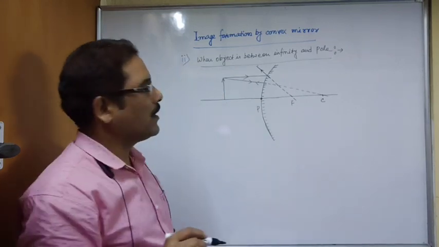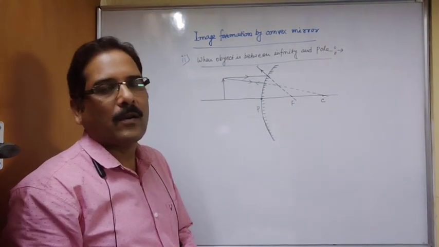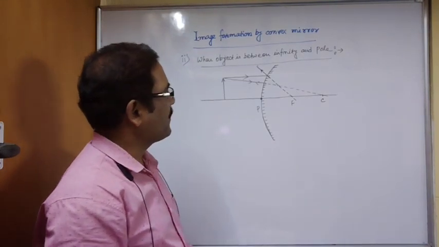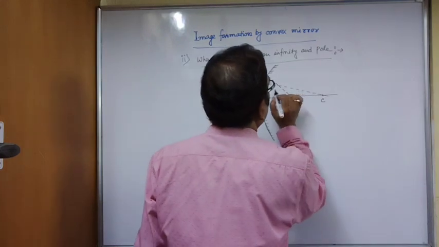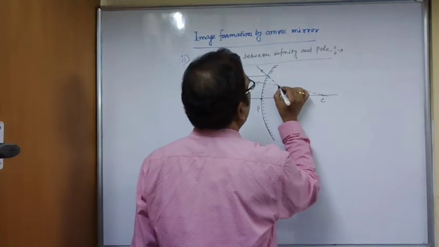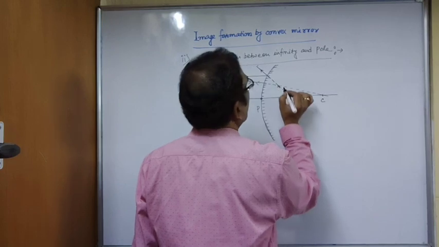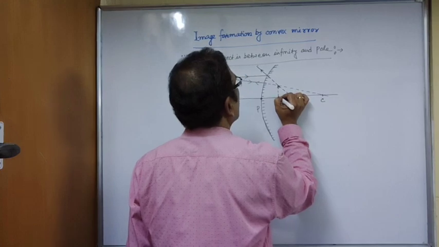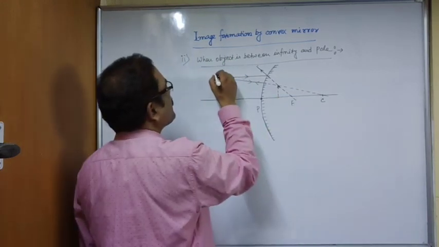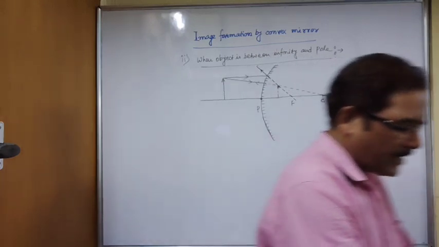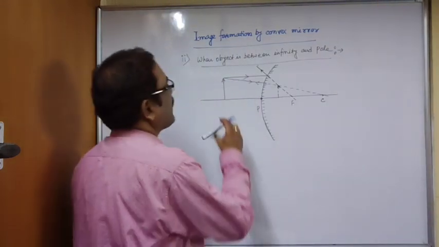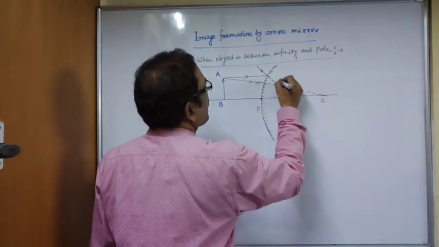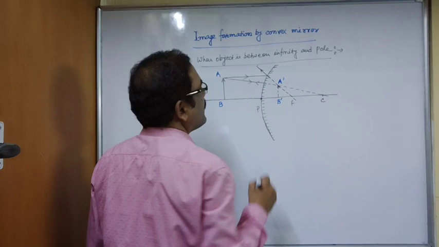So according to the rule, a ray of light which passes through the center of curvature of the mirror reflects back along the same path after reflection. That's why it will return back. So the two rays are virtually meeting at this point. So you will get a virtual image here. So suppose this is the object, AB is the object, and this A dash, B dash is the image.